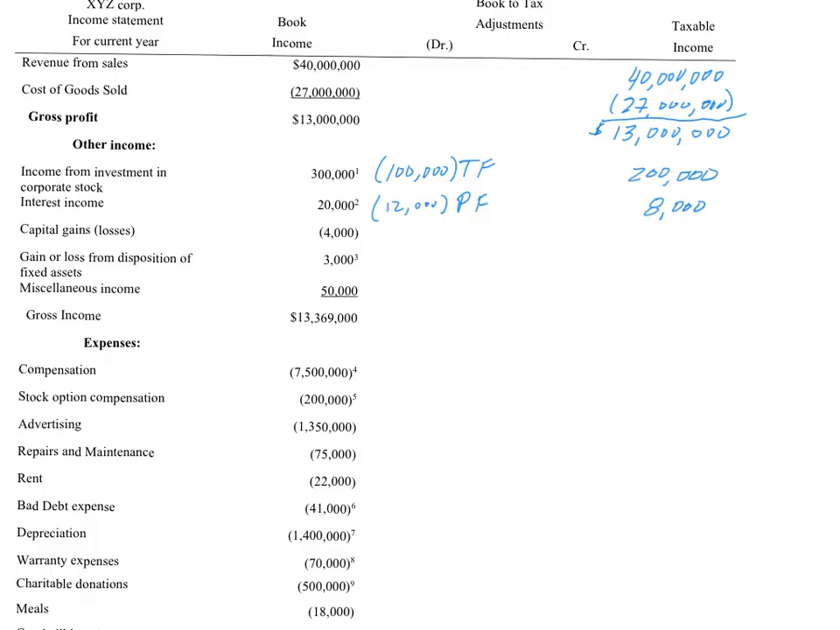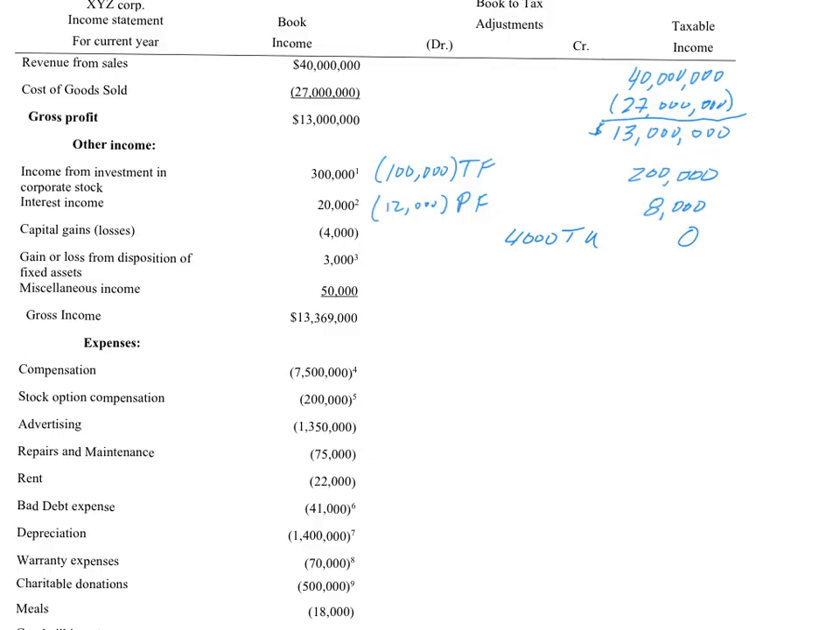So what that means is we have to adjust this capital loss, and this is going to be a temporary adjustment, and it's unfavorable because for tax purposes, they do not, right now in this current year, get to recognize that capital loss. They may get to carry it back in future years, or they may carry it forward in future years. Now let's look at this gain or loss from the disposition of fixed assets.